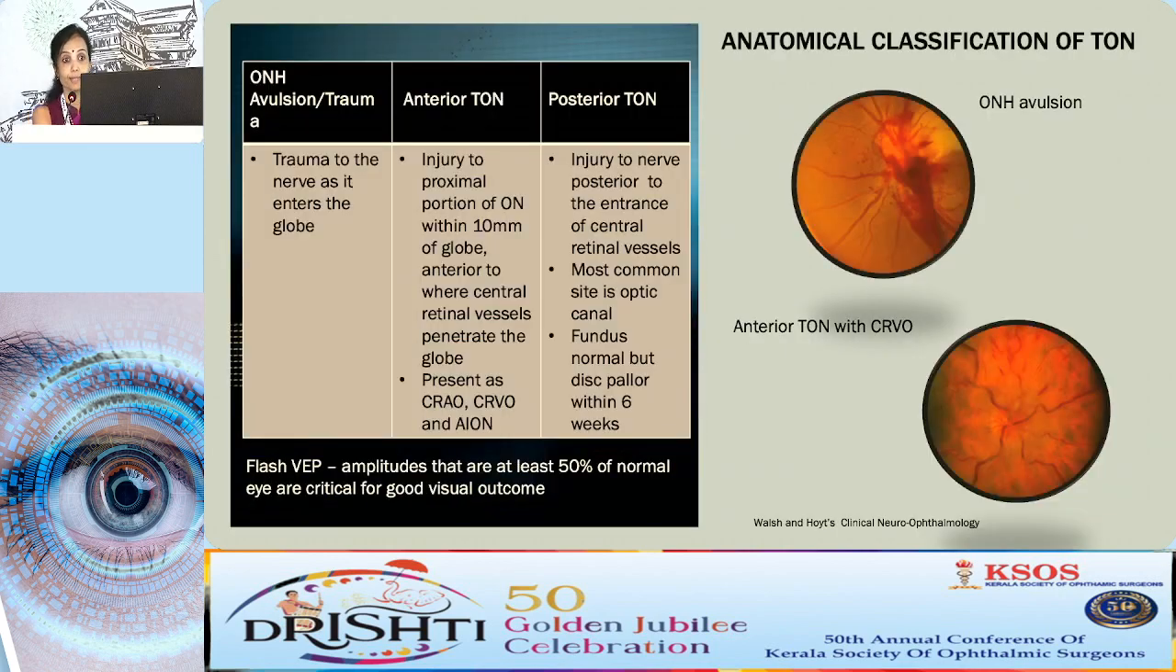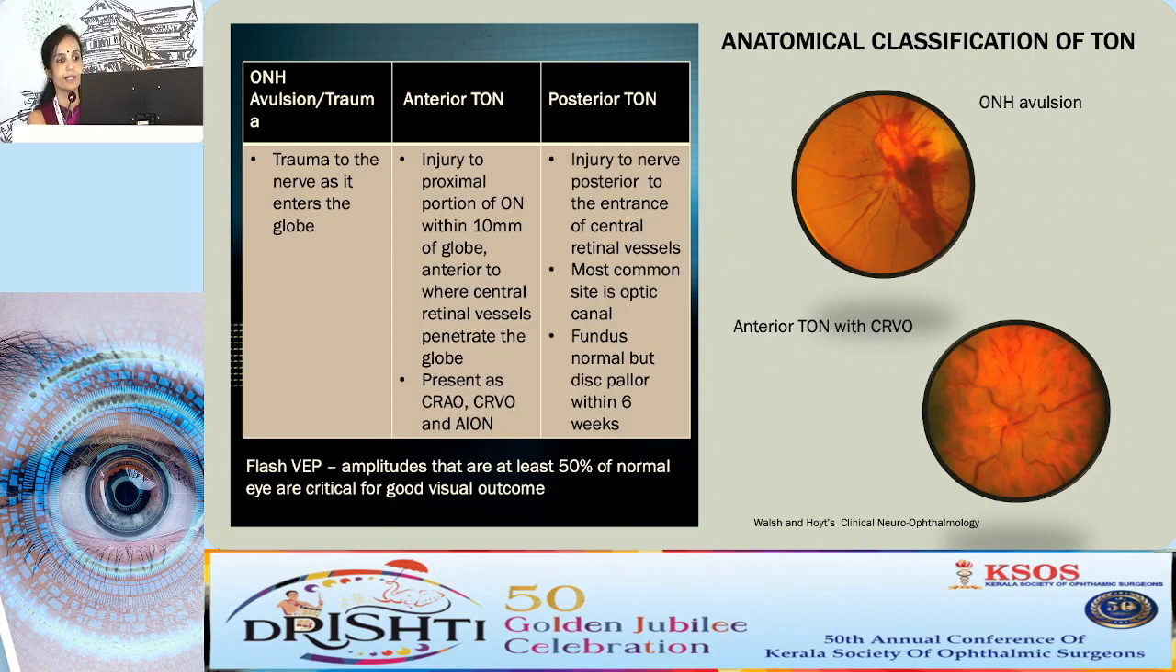Now, there is an anatomical classification given in Walsh and Hoyt's Neuro-ophthalmology. I thought I'll just put it in for the sake of information. You can have different presentations depending on where the trauma to the optic nerve is. If it is to the nerve head, it's visible to us as optic nerve avulsion or a hemorrhage to the optic nerve.